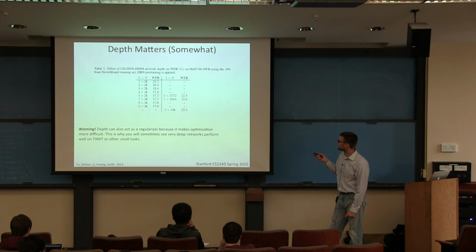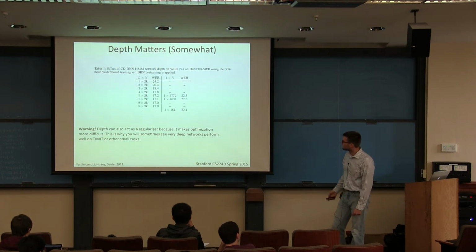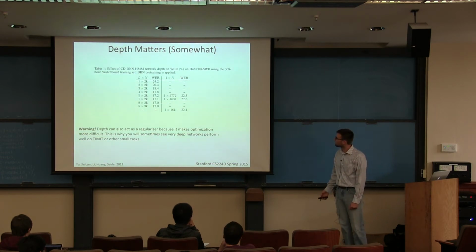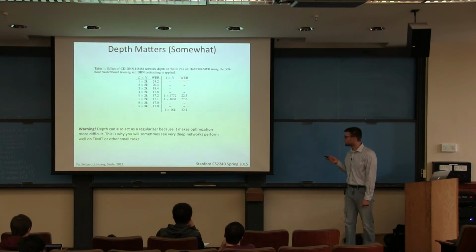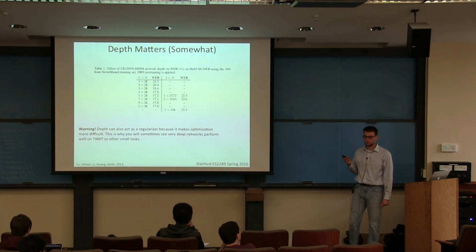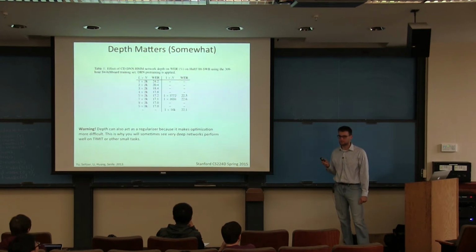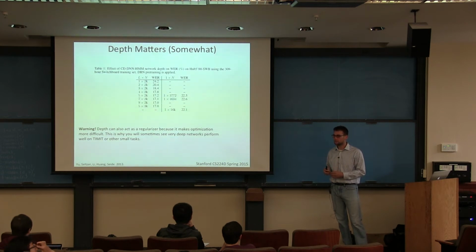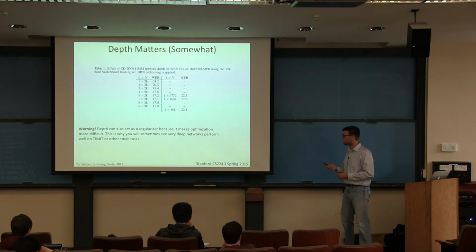And what they see is it's kind of diminishing returns, where it's much better to go to 2 layers, but once you get past like 5 layers, it doesn't seem to matter. I'll add a warning here, which is that TIMIT is kind of the toy task for speech. TIMIT is like the MNIST of speech. It's a really small data set. It's just phone recognition. It's not always a good predictor of performance on a larger task.